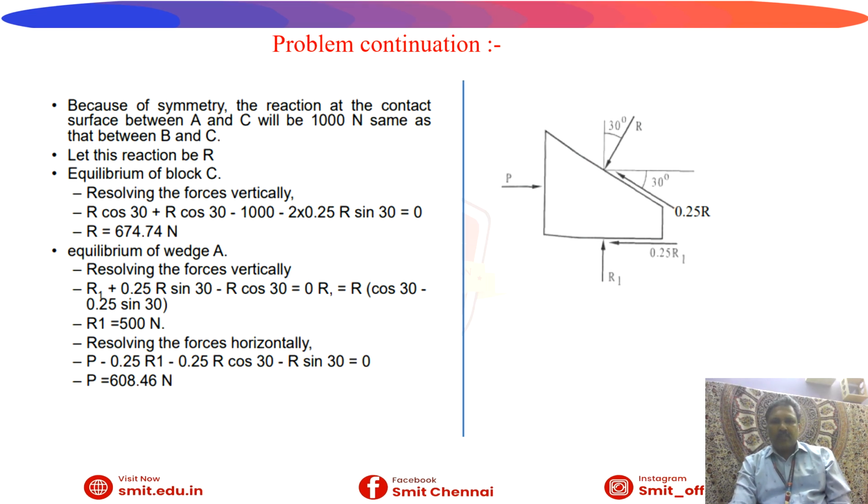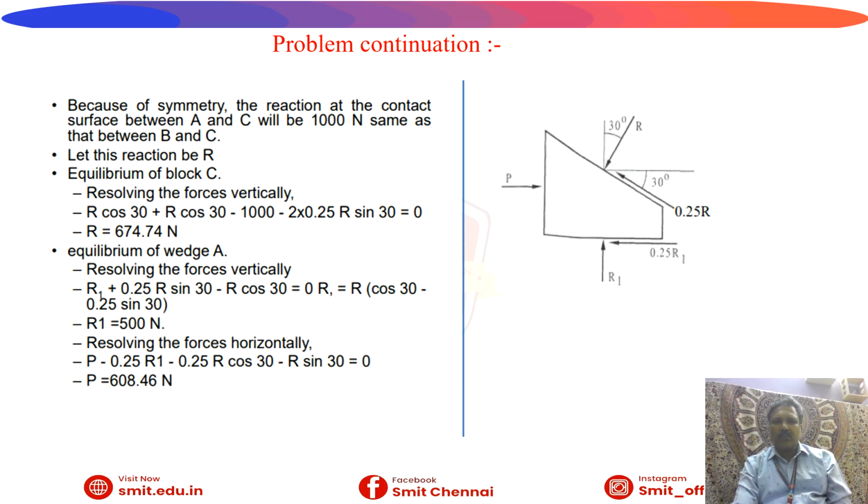Now we can see that because of symmetry, the reaction at the contact surface between A and C will be 1000 Newton, same as between B and C. It is symmetry only, therefore we are taking the reaction as 1000 only, similar. Now let this reaction be R, equilibrium of block C.